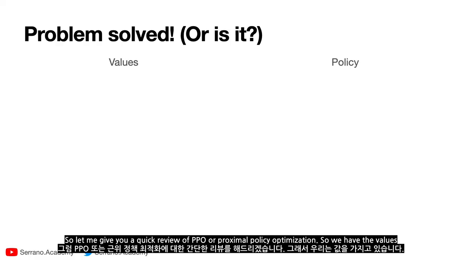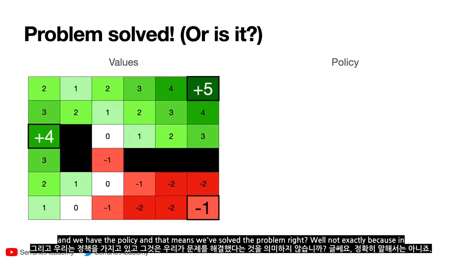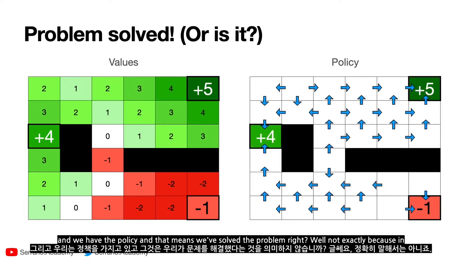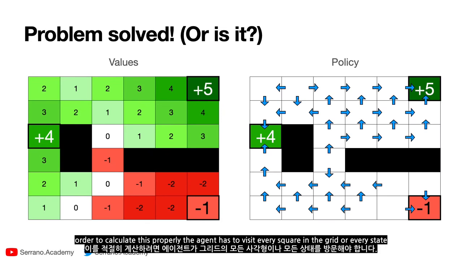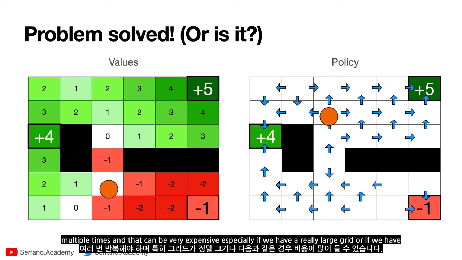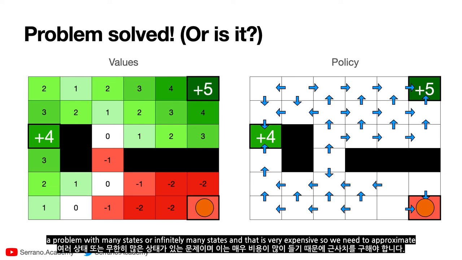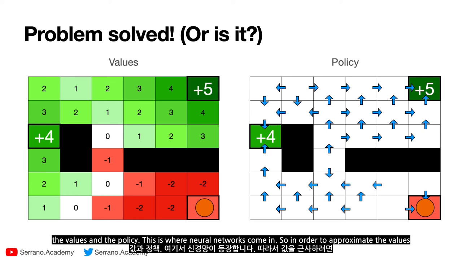So let me give you a quick review of PPO, or proximal policy optimization. So we have the values and we have the policy, and that means we've solved the problem, right? Well, not exactly, because in order to calculate this properly, the agent has to visit every square in the grid or every state multiple times, and that can be very expensive, especially if we have a really large grid, or if we have a problem with many states or infinitely many states. So we need to approximate the values and the policy.